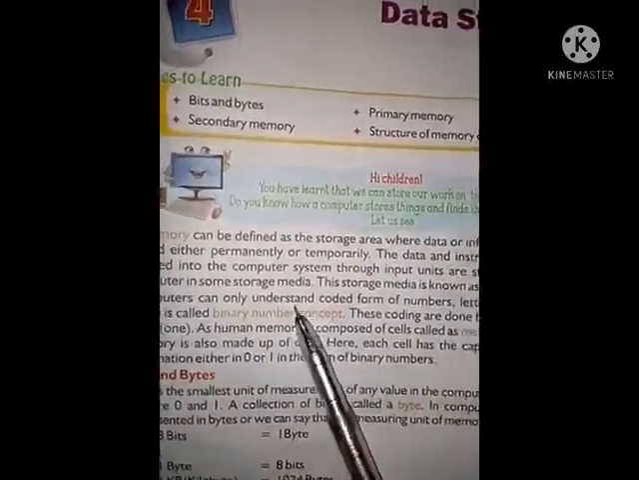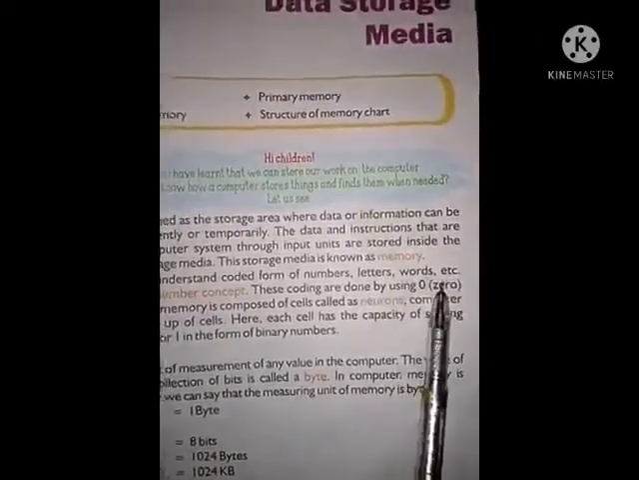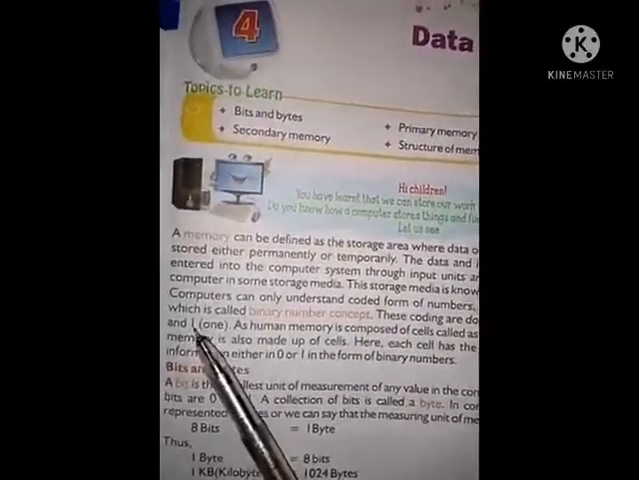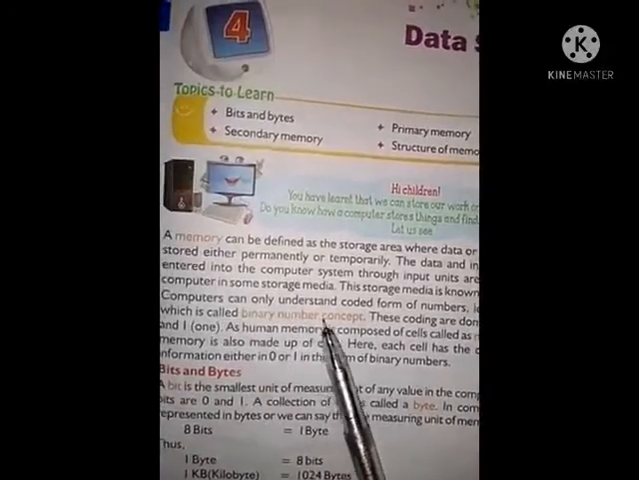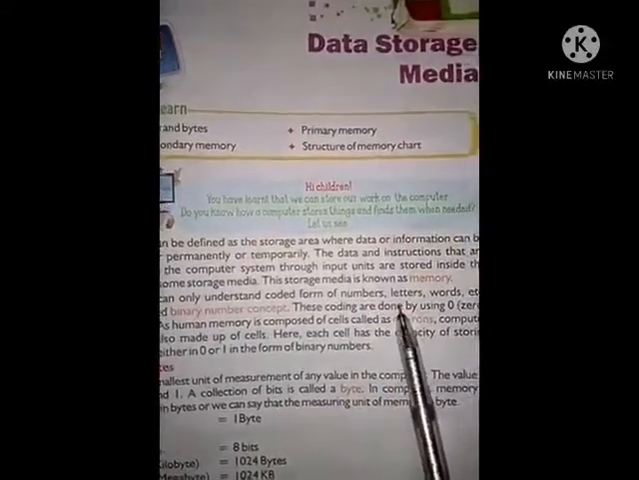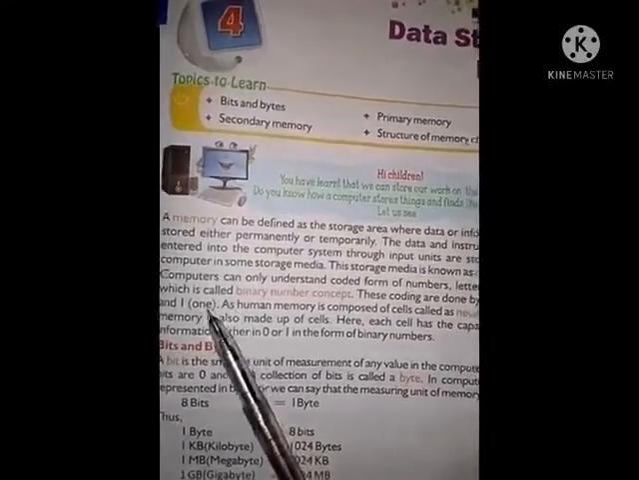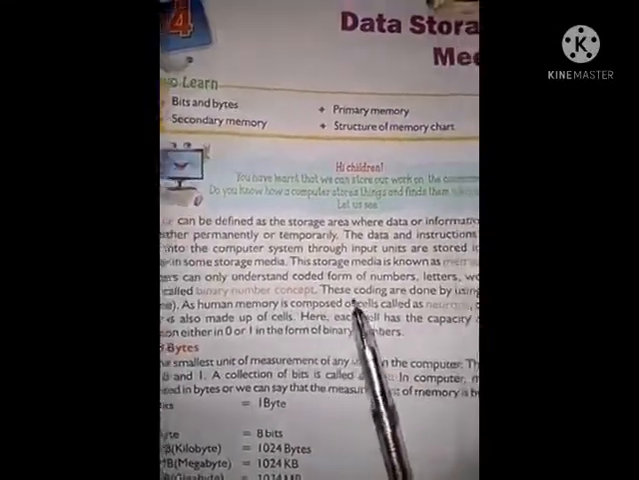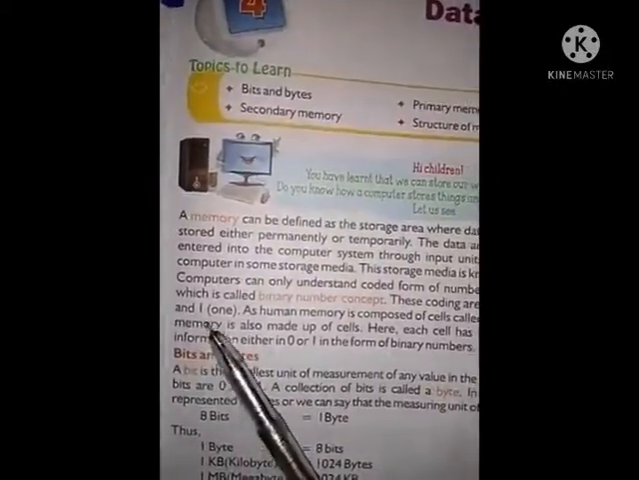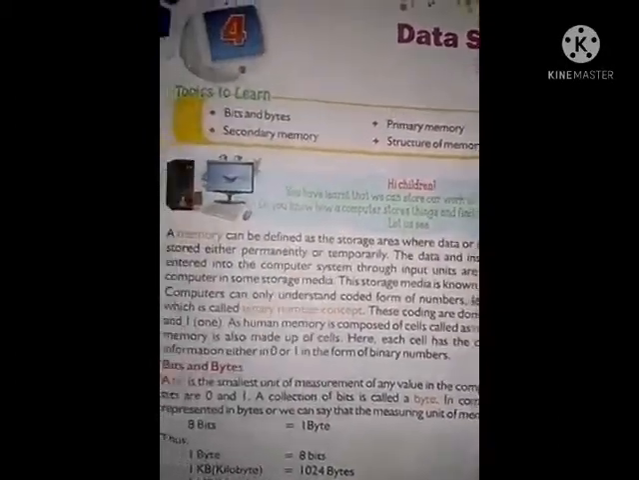Computers can only understand coded form of numbers, letters, words, etc. So computer has some coding language which is called binary number concept. So the coded form of numbers, letters, words are understood by computer. This is known as binary number concept. These codings are done by using 0 and 1.